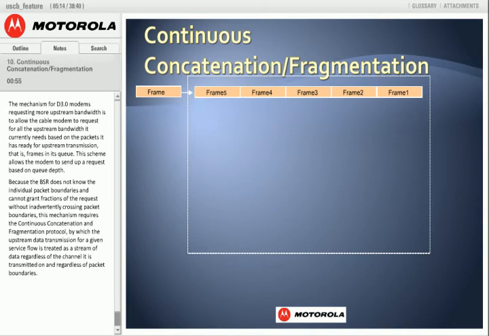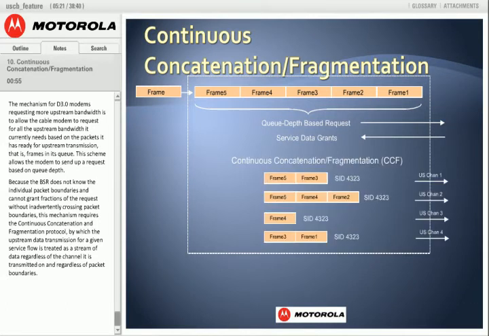Continuous concatenation and fragmentation. The mechanism for DOCSIS 3.0 modems requesting more upstream bandwidth is to allow the cable modem to request all the upstream bandwidth it currently needs based on the packets it has ready for upstream transmission, that is, frames in its queue. This scheme allows the modem to send up a request based on queue depth.